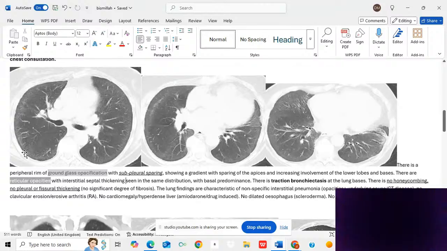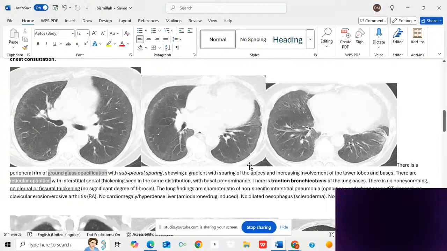Can you see this sparing of the subpleural area? The ground glass opacification with subpleural sparing. This is a characteristic feature of non-specific interstitial pneumonia. Ground glass opacification with subpleural sparing. Okay.